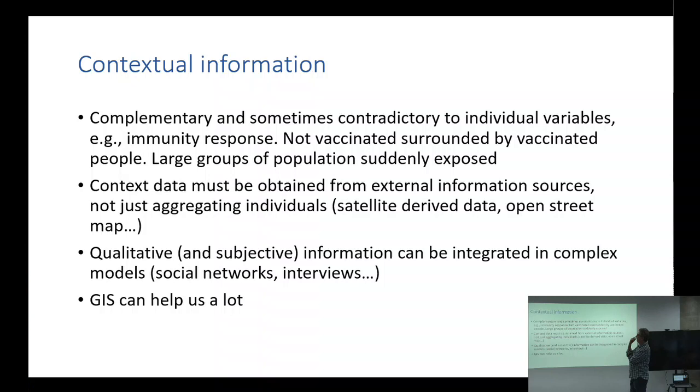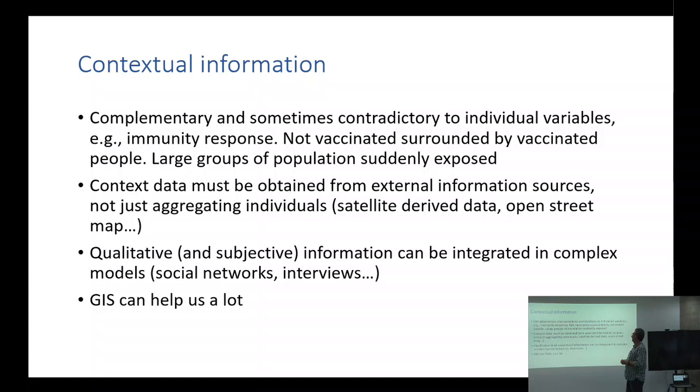like Maurício, who is very productive and interested in this kind of relation: environment, individual immunity, and group immunity. For instance, not vaccinated people surrounded by vaccinated people have a completely different outcome. Or a large group like the drought, a large group of the population suddenly exposed, has health outcomes completely different from permanent exposure.